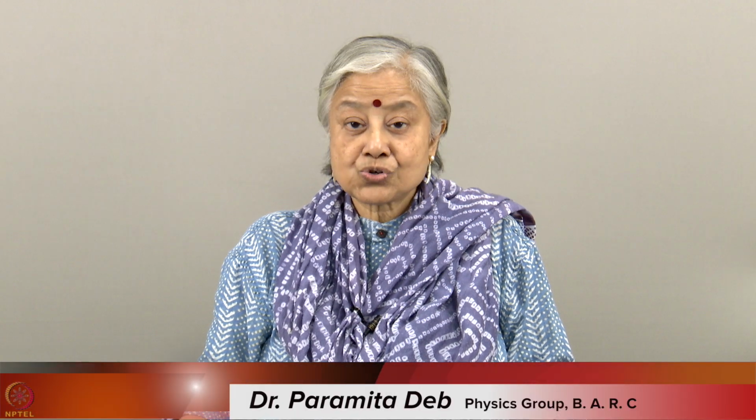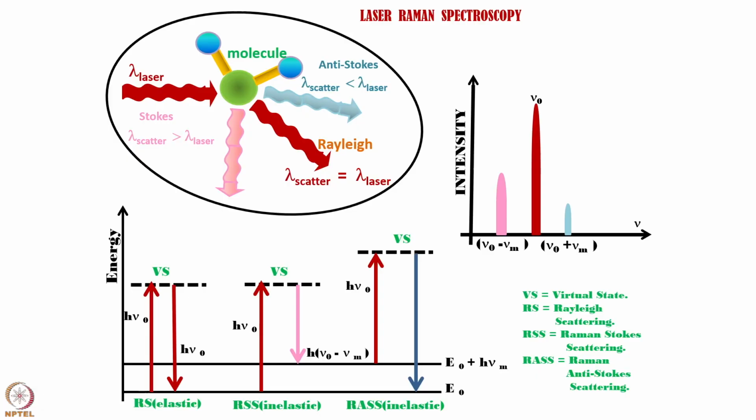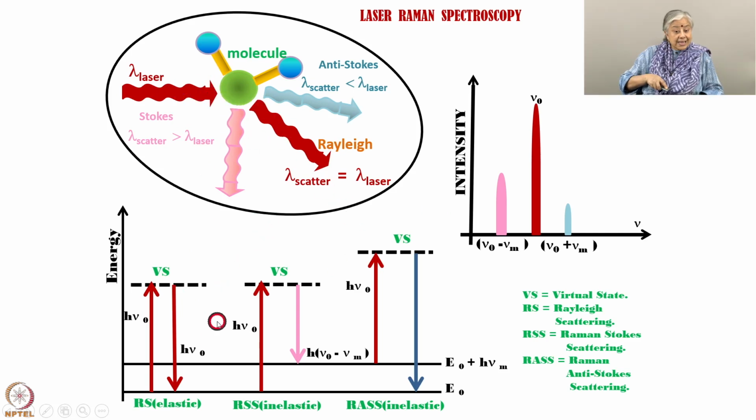So, continuing with the laser Raman spectroscopy, or the Raman effect, I was explaining the Raman effect to you. Here, what happens is called Raman scattering, and this is a scattering part. Now, let us look at the energy level part of it, and let us see how we can explain it through the energy levels.